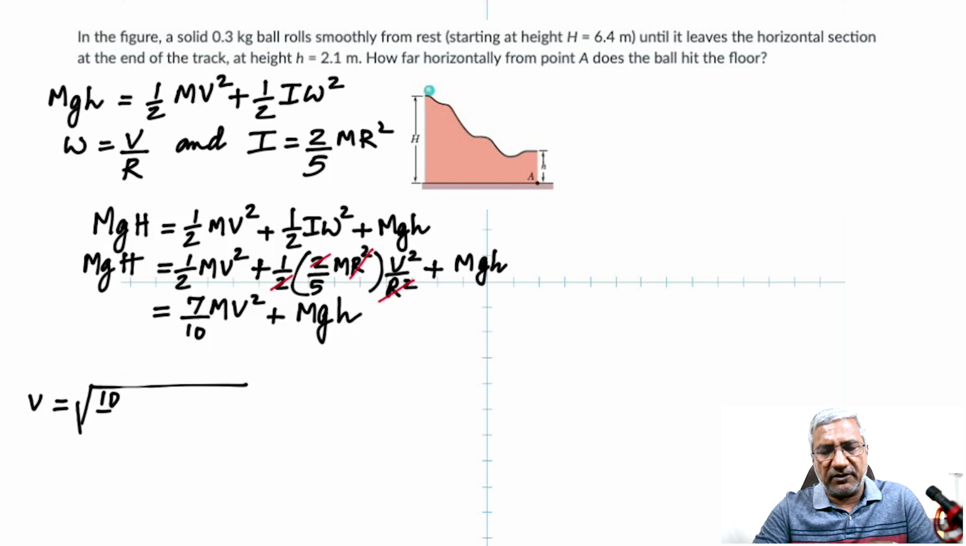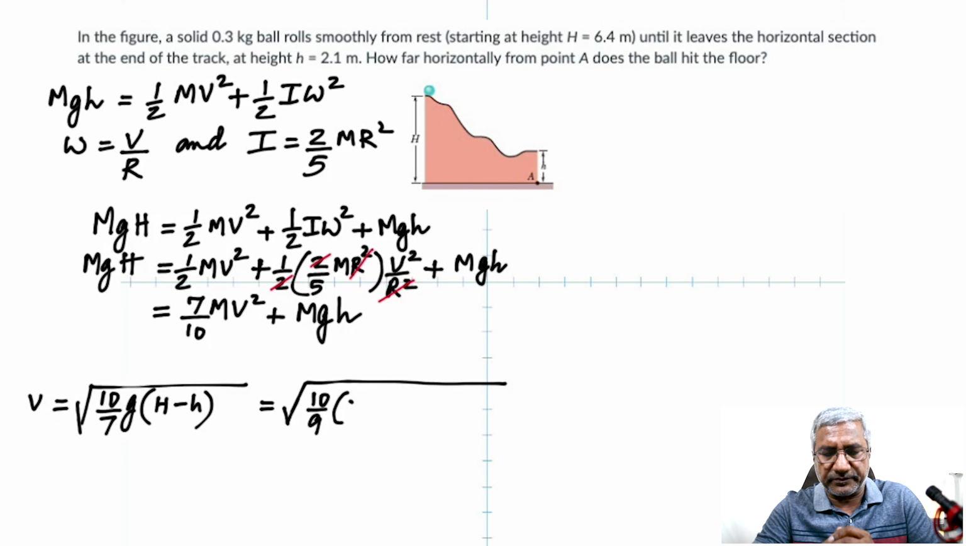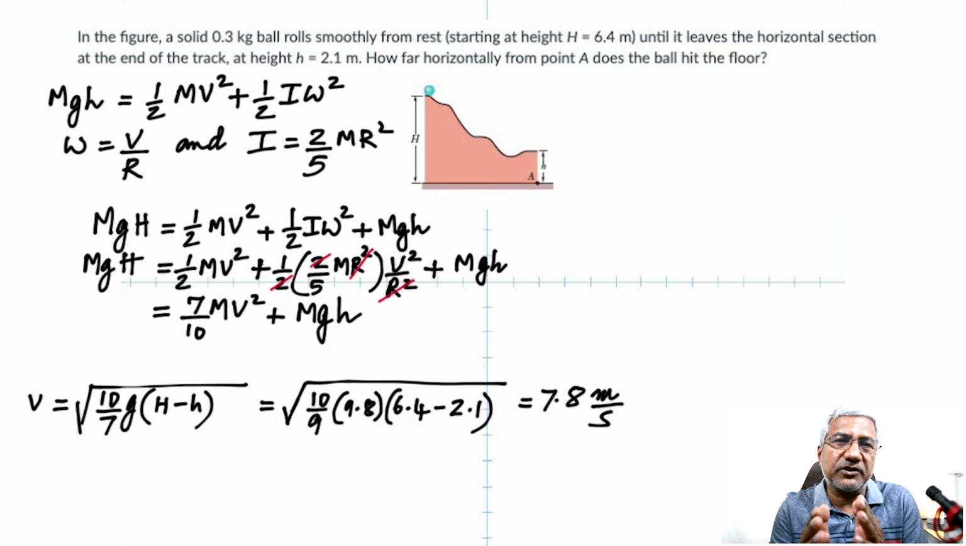And then here is the velocity. Velocity is, when I rearrange this, take this term to the other side and flip this and make velocity the subject, that's what I'm going to get. 10 by 7 g times H minus h, given as 6.4 minus 2.1, and you get the velocity. This is going to be the horizontal velocity with which the ball is going to roll off, right?